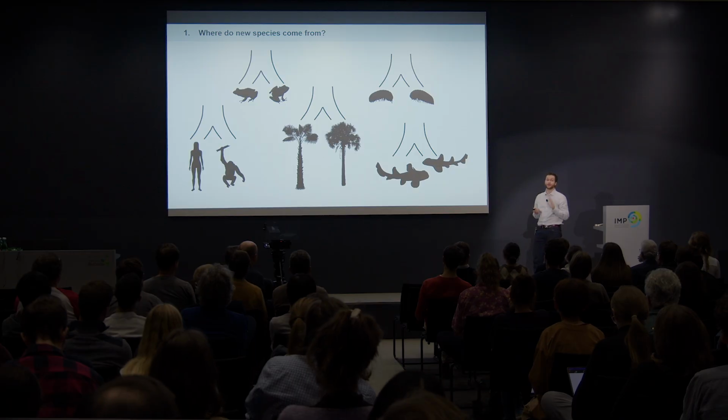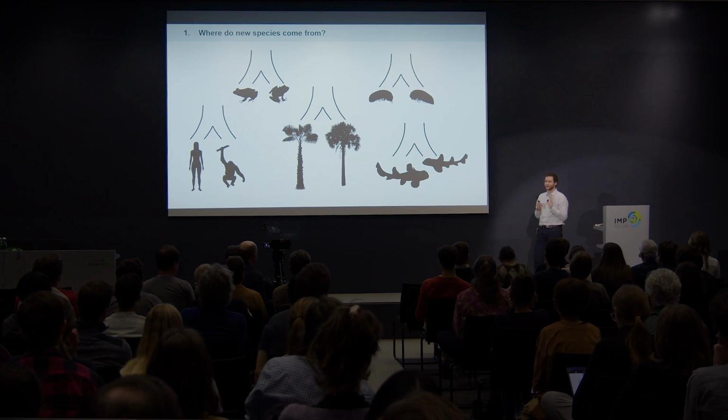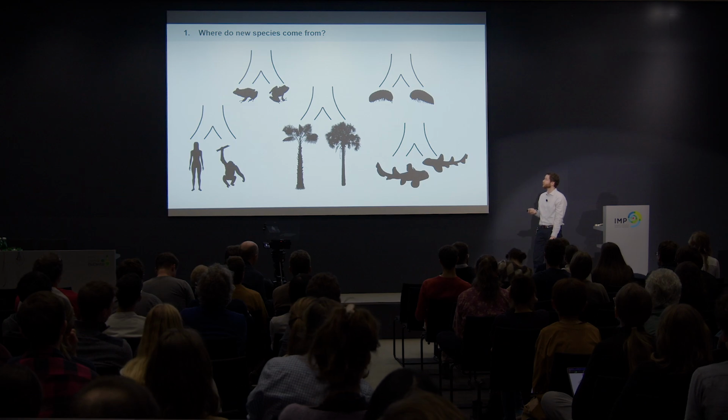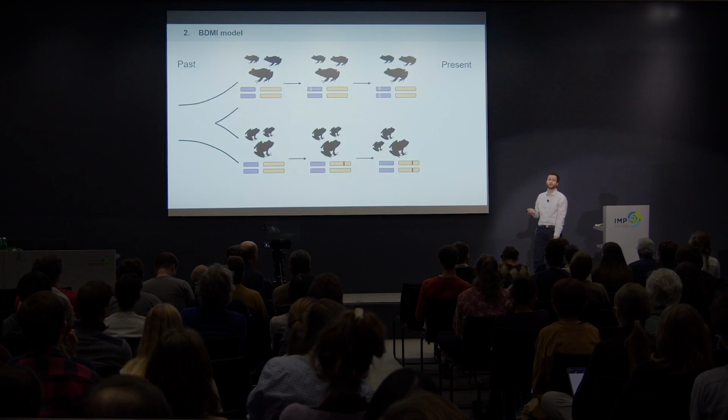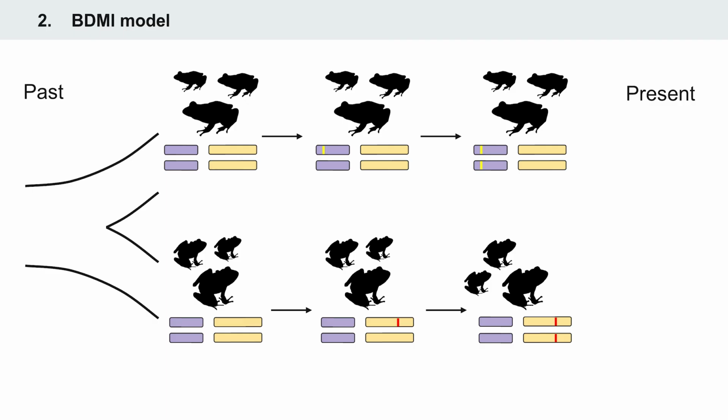We've thought about this for a long time, more than a century, going all the way back to Darwin, and yet we still don't really have a great understanding of exactly how this process happens. There are lots of models of speciation, some more controversial than others, but quite a popular model is this BDMI model, where we have some population, in this case some frogs, and they become separated in space for some reason.